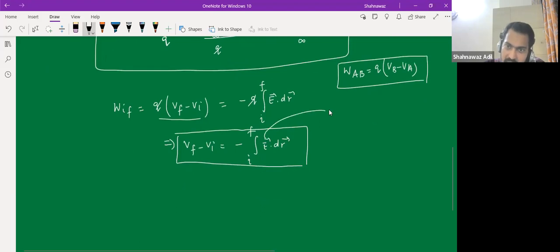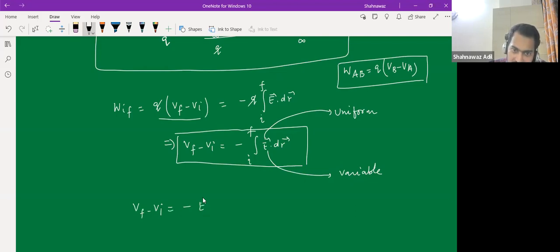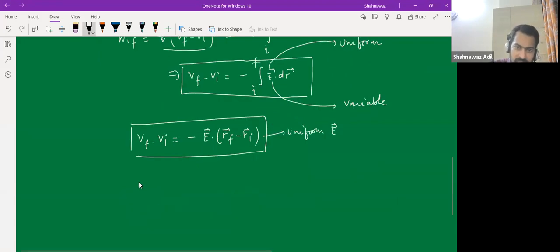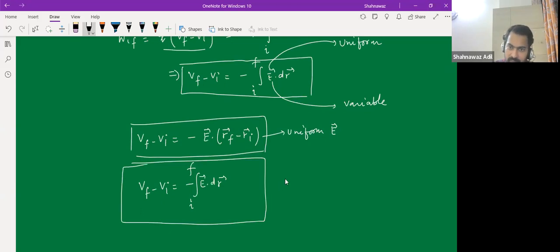Now, again, what did we learn? We learned that this electric field, again, could be of two types. The one would be uniform, and the other would be variable. Then we calculated the potential difference in the case of a uniform field, which was simply E dot, what was the term there? So this was the potential difference due to uniform electric field. Okay, then for the variable field, the potential difference was the integral from initial to final point of E dot dr. So this was for the variable field. Right, so this we learned.